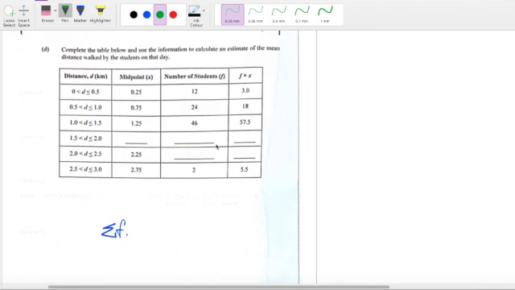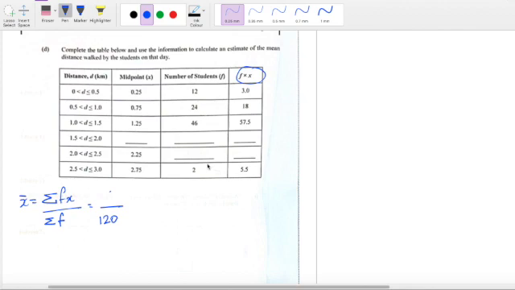Complete the table below and use the information to calculate the estimate of the mean. Once you have f times x, the mean will be the summation of f times x all over the summation of f. And in this case, the summation of f is 120. So we just have to find the summation here.